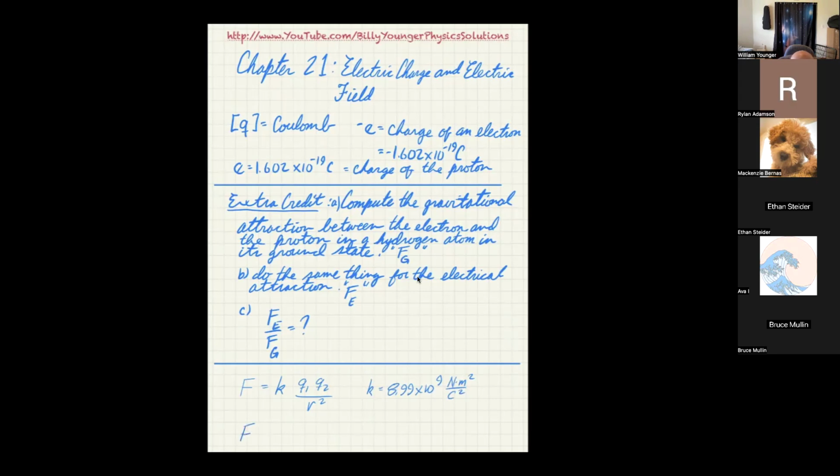But to be honest with you, what I normally like to write is Q1 Q2 over 4 pi epsilon naught r squared, where epsilon naught is equal to 8.85 times 10 to the negative 12th coulomb squared per newton meter squared. And that's using what's called the permittivity of free space.